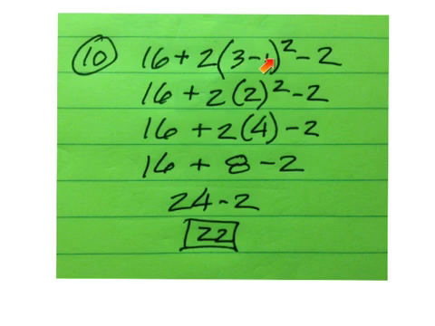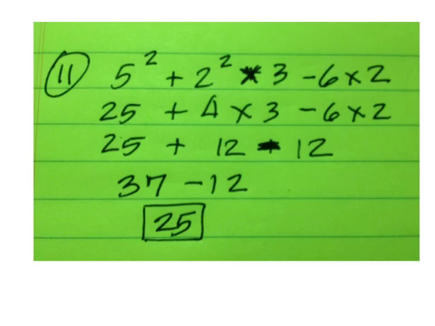And 10, go to the parentheses to get 2. Squared is 4. Times 2 is 8. Don't do 8 minus 2 first. Do 16 plus 8 to get 24. Subtract 2 is 22. You have to square the 5 and the 2 first.